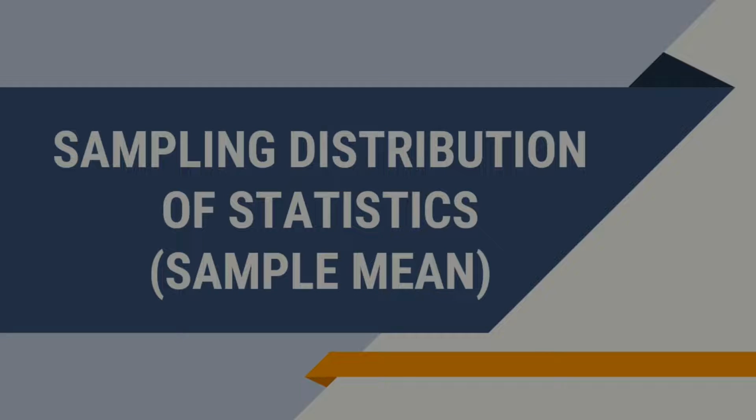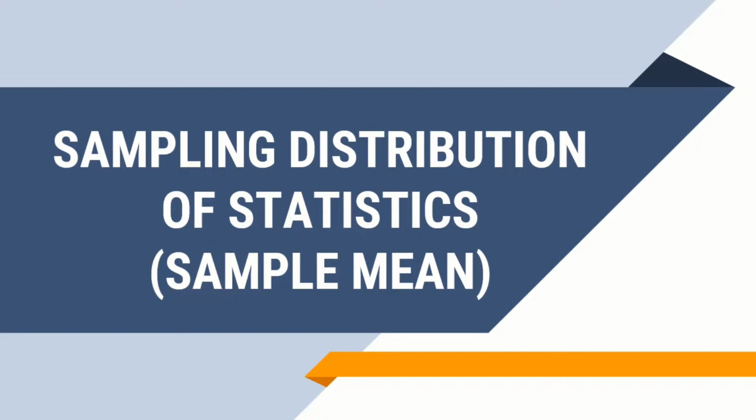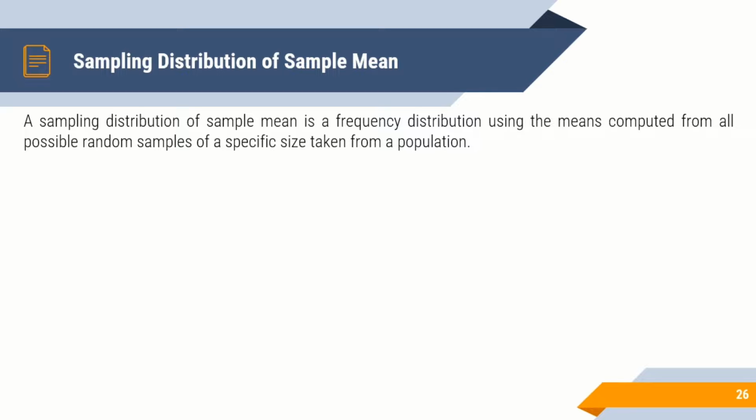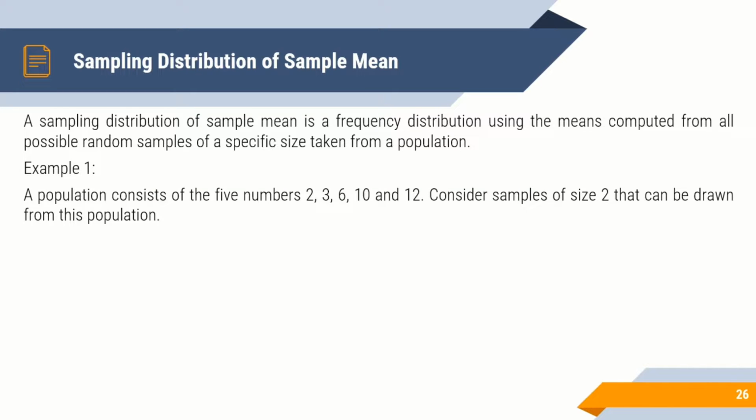So let's move on to the last topic, sampling distribution of sample mean. What is sampling distribution of sample mean? It is a frequency distribution using the means computed from all possible random samples of a specific size taken from a population. For example, a population consists of the five numbers 2, 3, 6, 10, and 12. Consider samples of size 2 that can be drawn from this population.